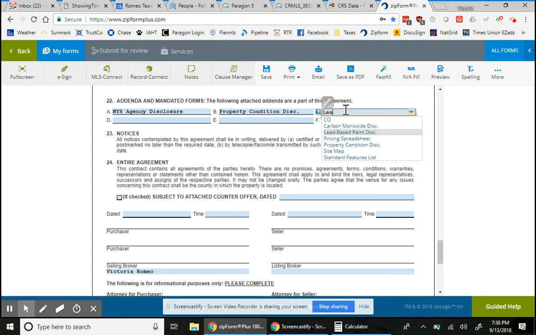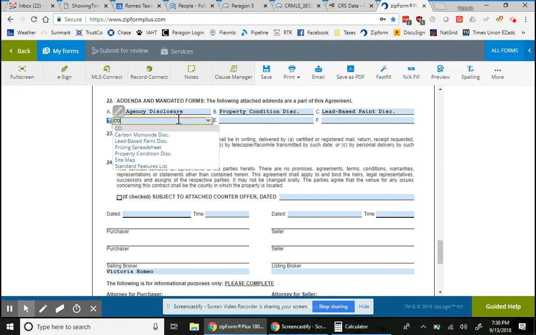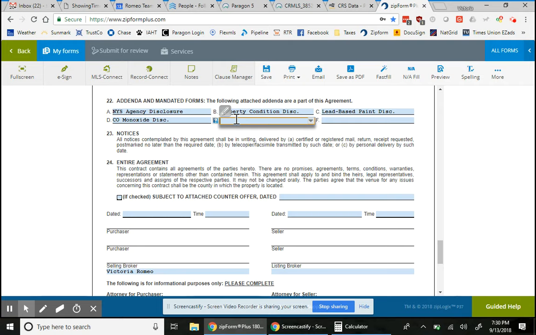Any property built before 1978 should have a lead-based paint disclosure. You should also always have a carbon monoxide disclosure. Many companies, not ours yet, maybe someday, will have an affiliate company disclosure. That can go in here too. What else might you see? We'll go over these in a minute. An FHA disclosure, a USDA disclosure, or a VA disclosure. Okay. Those should all go there.